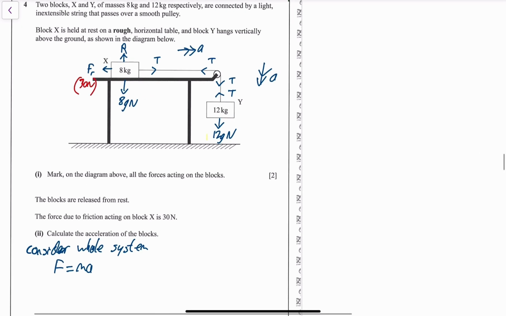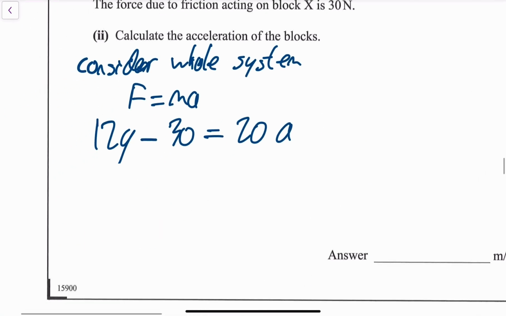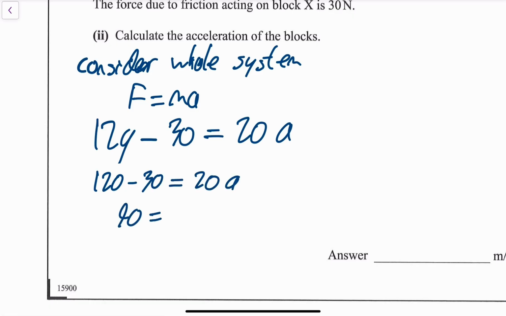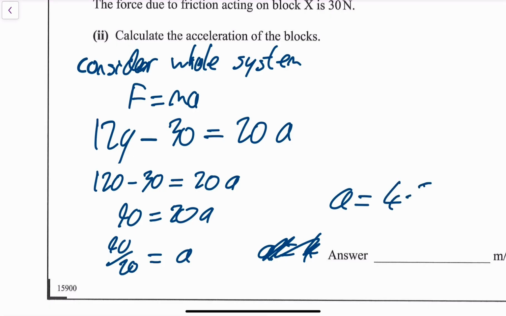Now if you imagine this is a force that's actually getting it going, and so that's my 12G, it's getting the thing going. What's going against that? The only other force going against it, because this T, this T, this T, and this T cancel each other out, is the friction, which was 30. That's equal to the total mass, which is 8 plus 12, so it's 20, times my acceleration. So 120 minus 30 is equal to 20A. That's 90 is equal to 20A. 90 divided by 20 is equal to my A. My A works out to be 4.5 meters per second squared.